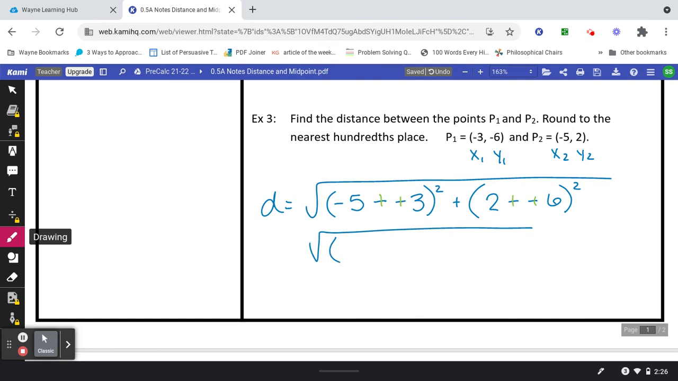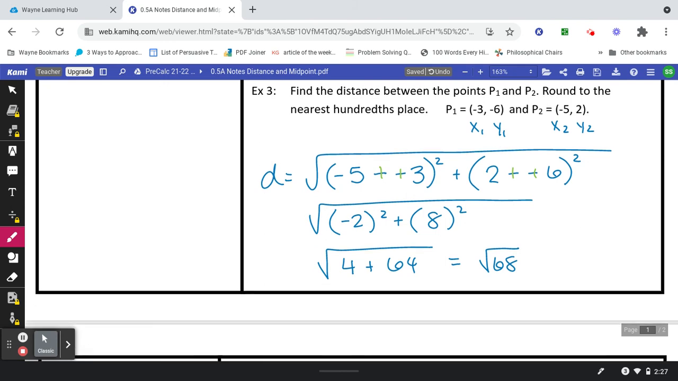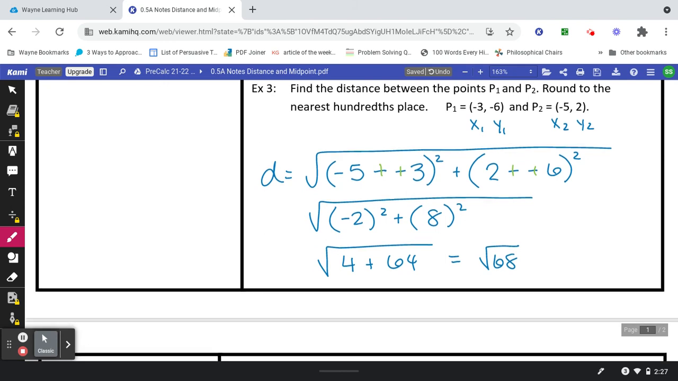And then we can simplify. Negative 2 squared, 8 squared. Negative 2 squared is 4. 8 squared, 64. That gets me 68 when I add them together. And again, typing into your calculator, square root of 68 gets us 8.25.